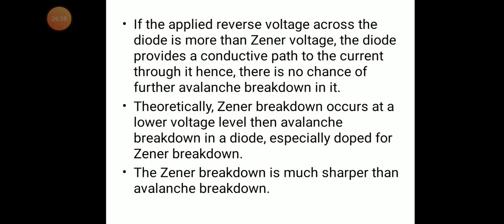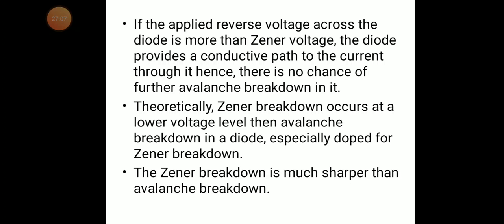If the applied reverse voltage across the diode is more than the Zener voltage, the excess voltage is converted into the movement of the electrons. The diode provides a conductive path to the current through it. Hence, there is no chance of further avalanche breakdown in it. Only the current flowing is there.